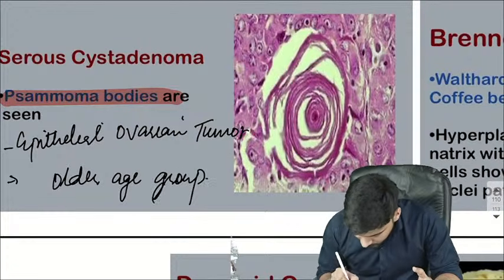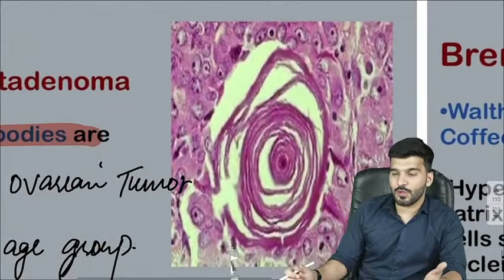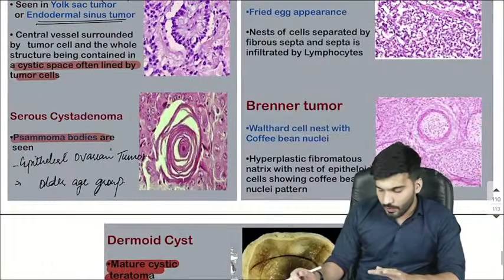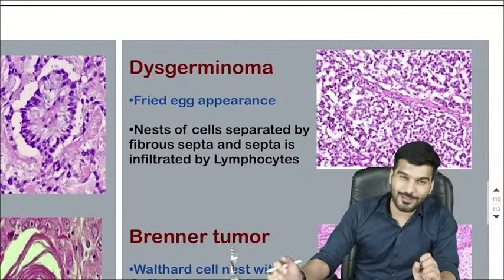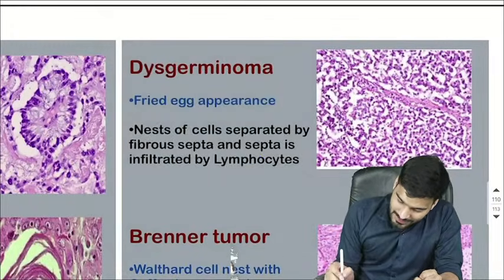It is seen with older age group, and these psammoma bodies are also seen. No need to mention, you already know that. Chalo. Papillary thyroid cancer, meningioma, mesothelioma. Next to that is dysgerminoma.